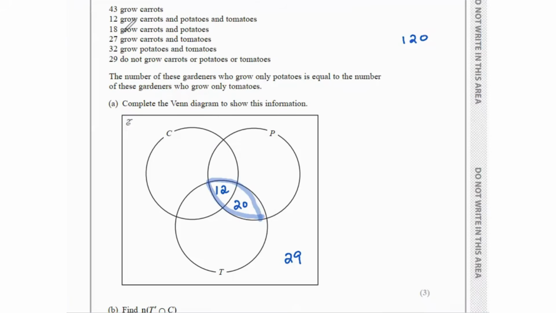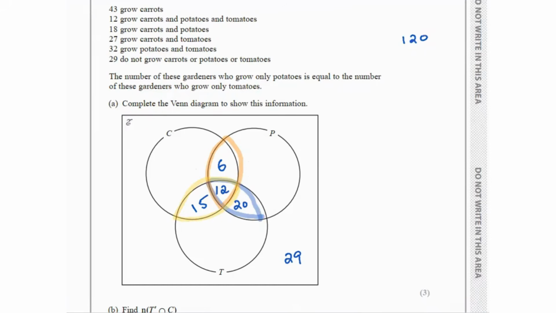Similarly, we know 18 grow carrots and potatoes, so that's all of this. If a part of it is 12, the remaining is going to be 6. Now all of this is 18. Then we know that carrots and tomatoes are 27, so 27 minus 12 is 15. That's going to come over here. Let me highlight this in a different color as well. This is your carrots and tomatoes, so all of this is 27.